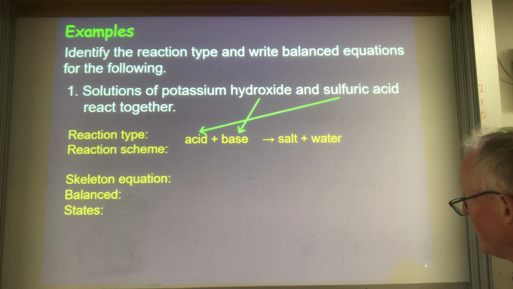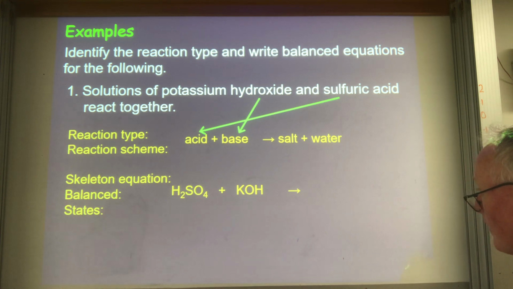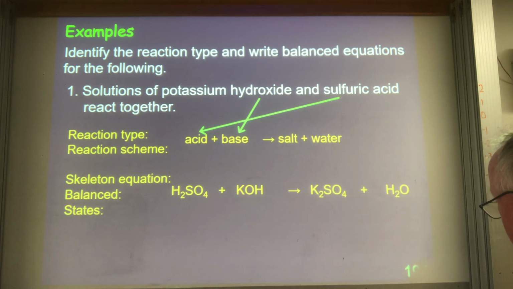Now, we need to be able to write our formulas, of course. So sulfuric acid is H2SO4, potassium hydroxide is KOH. Now, to work out the products, well, you know what water is. So the H's and the OH's combine to form water. So the salt's going to be the potassiums combining with the sulfates. Now, you know potassium is 1 plus. You know sulfate is 2 minus. Therefore, you're going to need 2 potassiums with every sulfate. K2SO4.